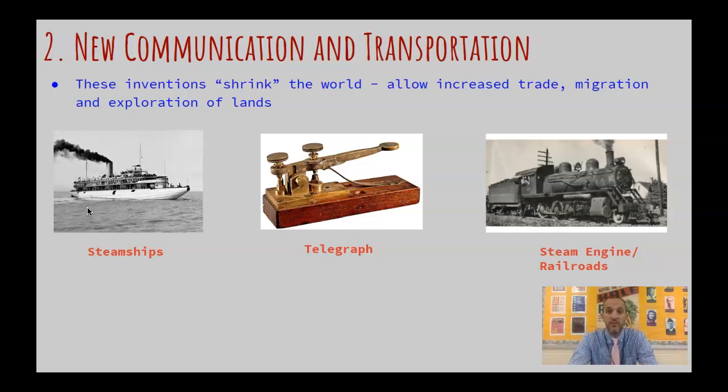So number one is the steamship. This is going to reduce the time significantly between Europe and the Americas. And it cuts the time in half, or by 2/3 almost, of this travel across the Atlantic Ocean.